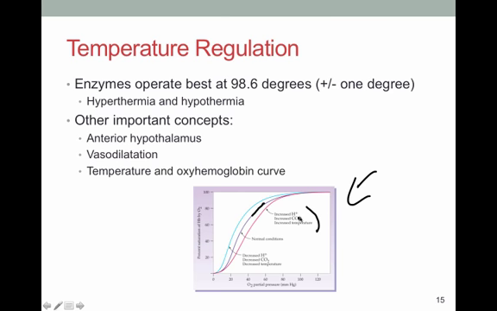So an increase in hydrogen ion, which would be more acidic, an increase in the amount of CO2, or increased temperature will cause what is considered a right shift to this curve, which essentially will make it more efficient for the body to offload oxygen. So fever is actually beneficial to the healing process at many levels.